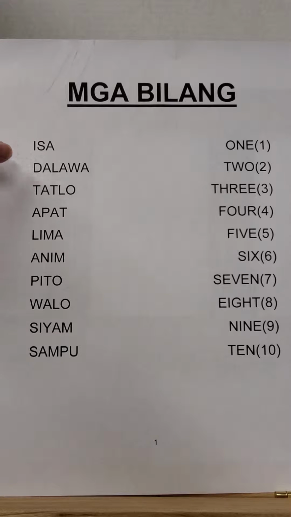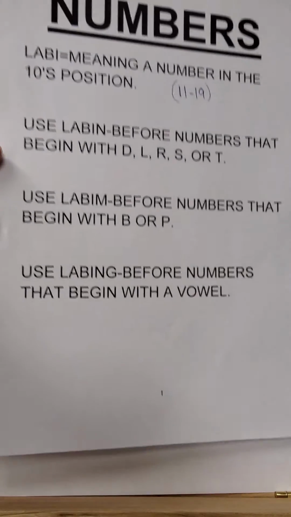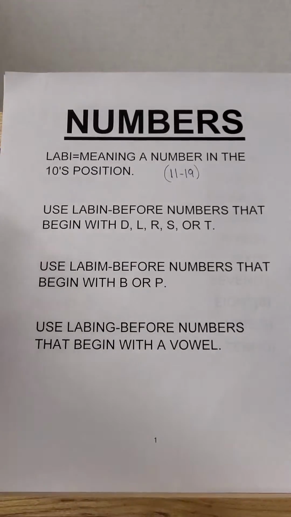Isa, dalawa, tatlo, apat, lima, anim, pito, walo, siyam, sampo. Now for 11 through 19, we have to add a labi.